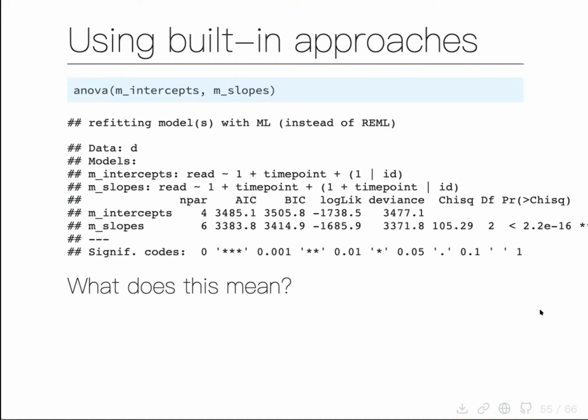Because it's significant, and the way that I think about this, the significance test is: is the amount of variance explained worth the extra degrees of freedom? And if it's significant, then you go with the one with more degrees of freedom.